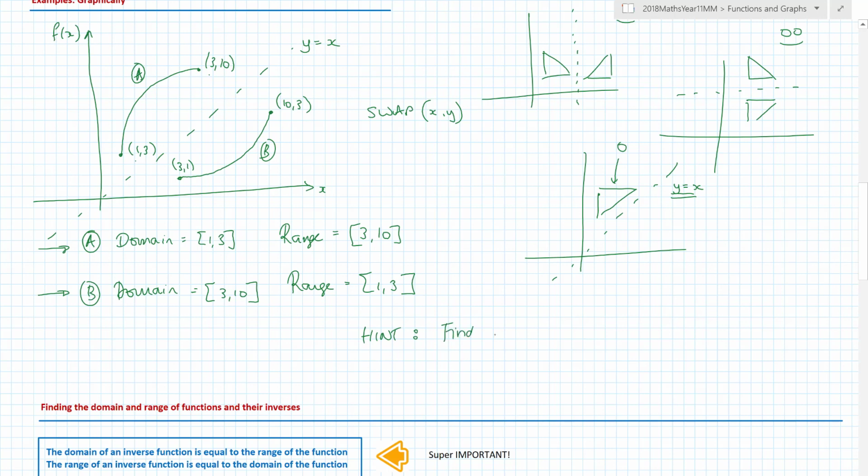Always find the domain and range of your original function. Then, when you need to write down the domain and range of the inverse function, just swap them. Don't ever try and find the domain and range of an inverse function directly. It's too much like hard work. You can make life easier by finding the domain and range of your original function, in this situation A, and then just swapping them.